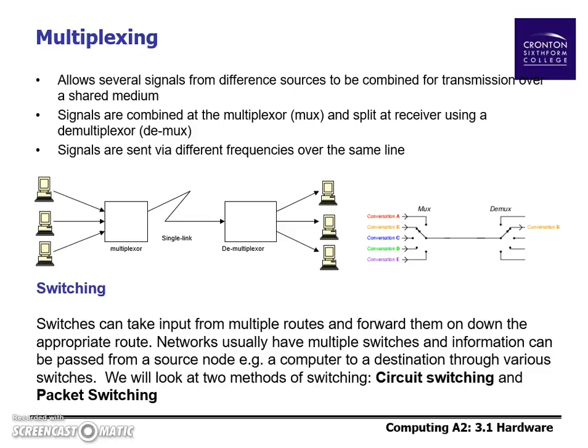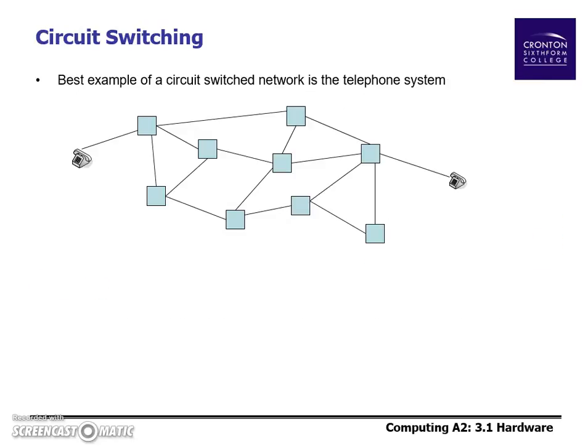Okay, switching can take input from multiple routes and forward them down the appropriate route. Networks usually have multiple switches, and information can be passed from a source node, for example a computer, to a destination through various switches. And we will now look at two methods of switching: circuit switching and packet switching.